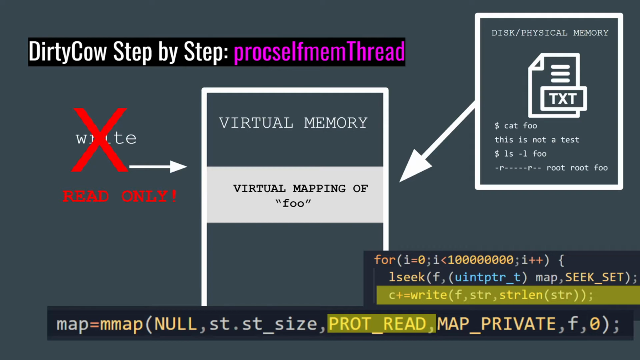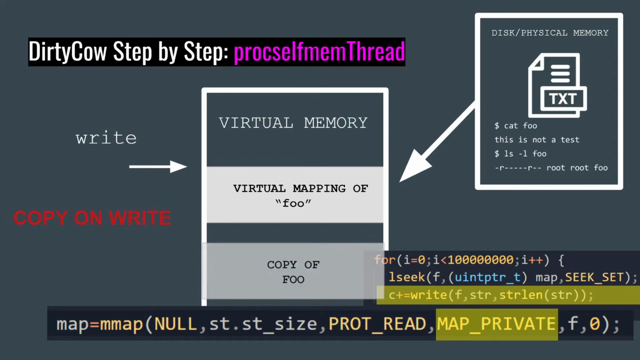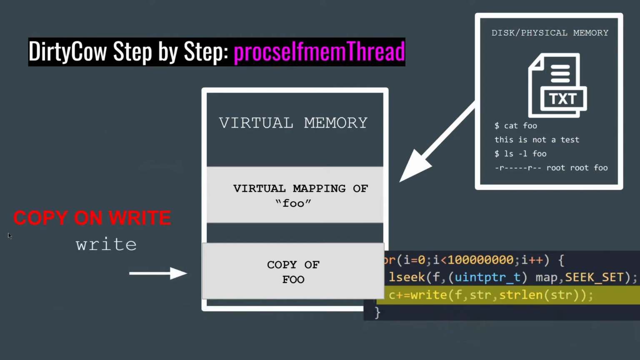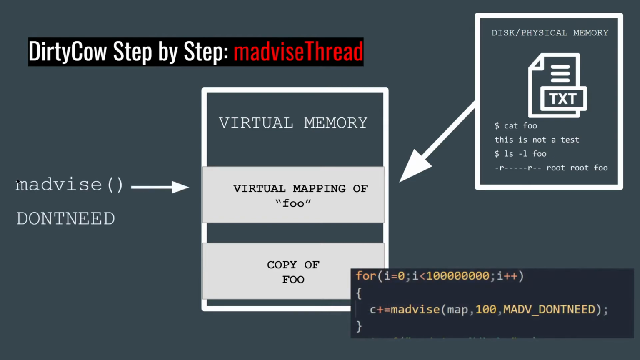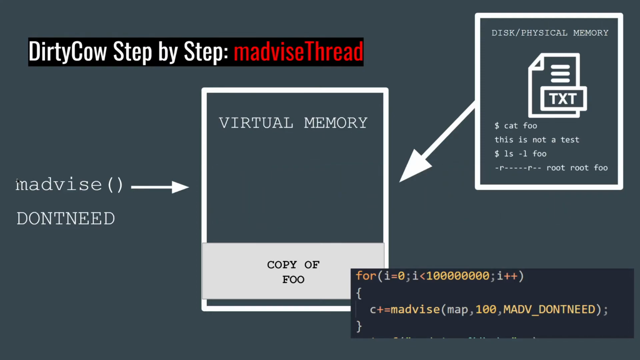However, remember that we also have a MAP_PRIVATE flag. This means that instead of causing an error, a copy-on-write is triggered, creating a copy of the original mapping. This means that instead of writing to the original, the kernel lets us write to a private copy. This way, it respects the permissions of the original read-only mapping. That concludes the write thread, and now the madvise thread runs. Since there are no changes to the original memory, madvise causes the kernel to remove the mapping from memory. That is what should happen, and the cycle repeats.